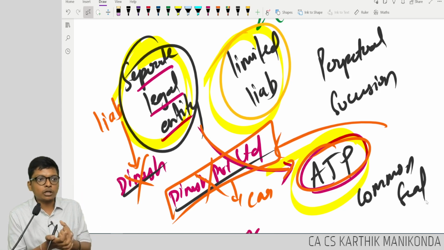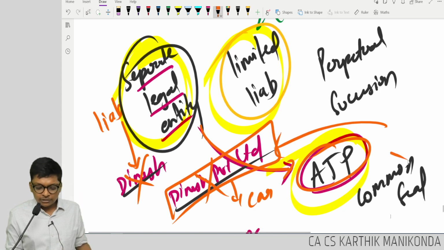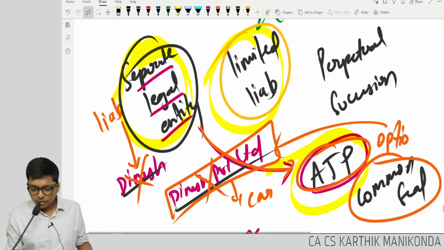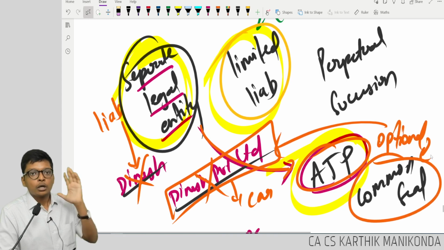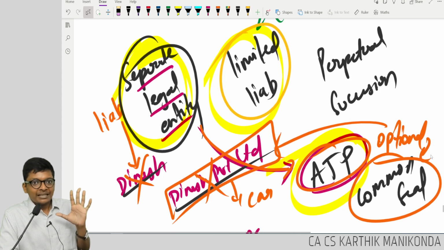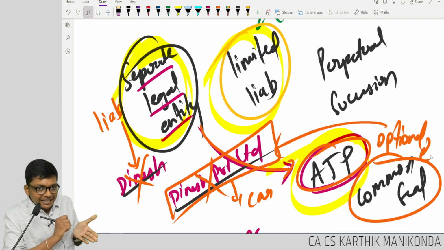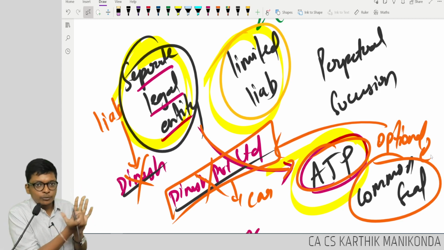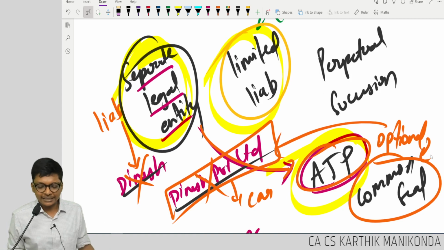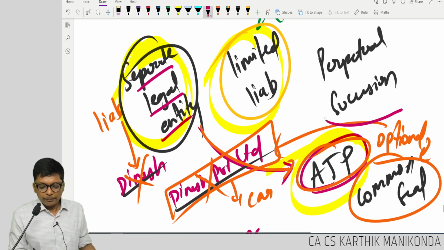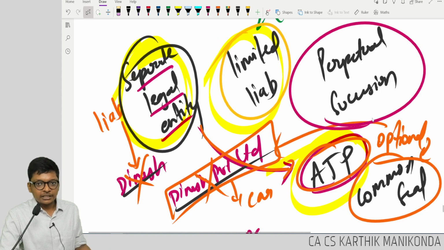The company seal is called the common seal, but today it's not mandatory. It's only optional to have a common seal. See, the company is signing a document. If I am signing, I will sign. How will the company sign? Put the seal. Are you following, guys?